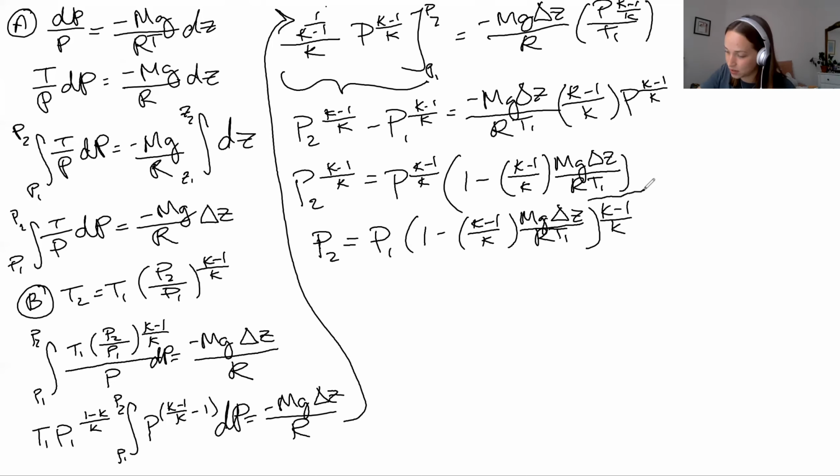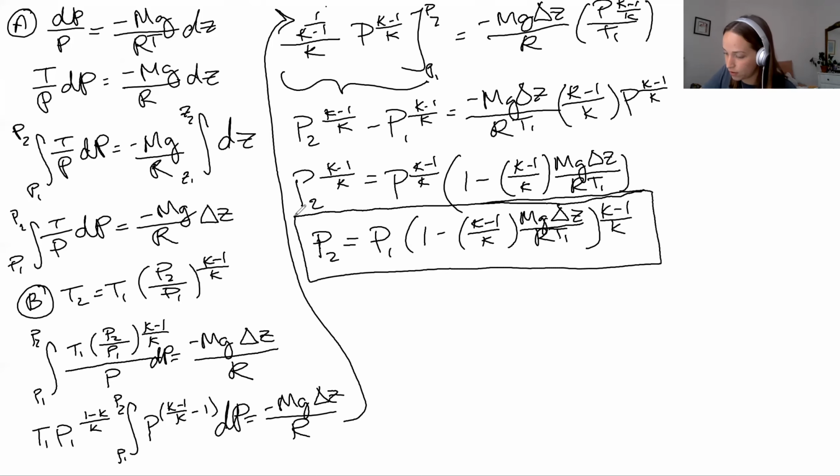All right. So here we have our final pressure equation where initial pressure and initial temperature are both variables, as well as change of position, which would be your altitude, to find that final pressure. And lastly, we are going to use this equation to also get a final temperature equation. I will just do that underneath really quickly.